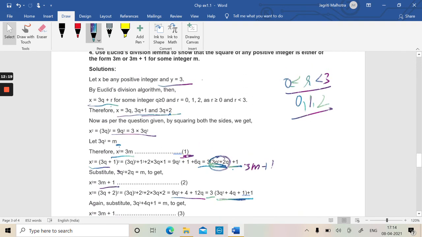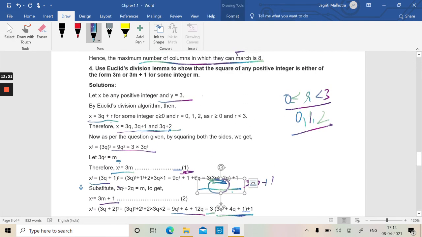In this we have to only let x be any positive integer, and we have been given this form, so let y equals 3. Using Euclid's division algorithm, we get this. Since r can only take values 0, 1, 2, this means x is first equal to 3q, then 3q plus 1, then 3q plus 2.